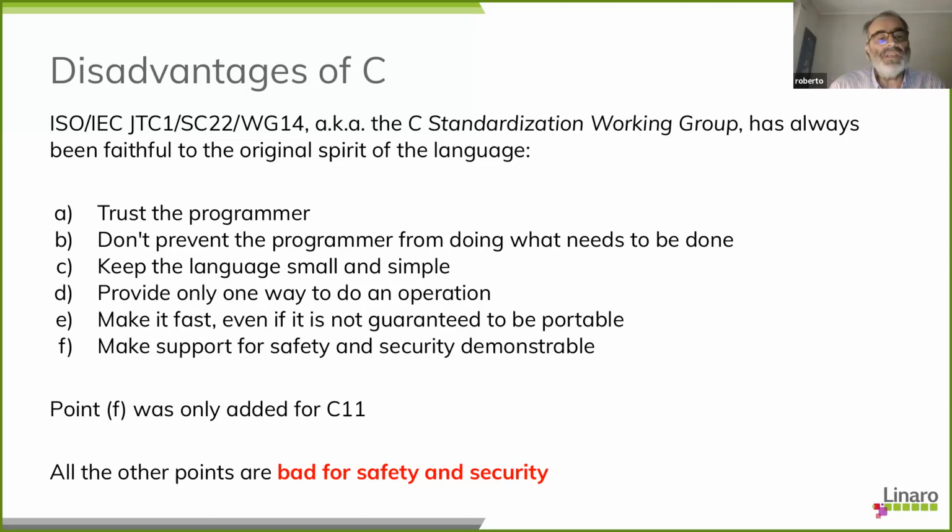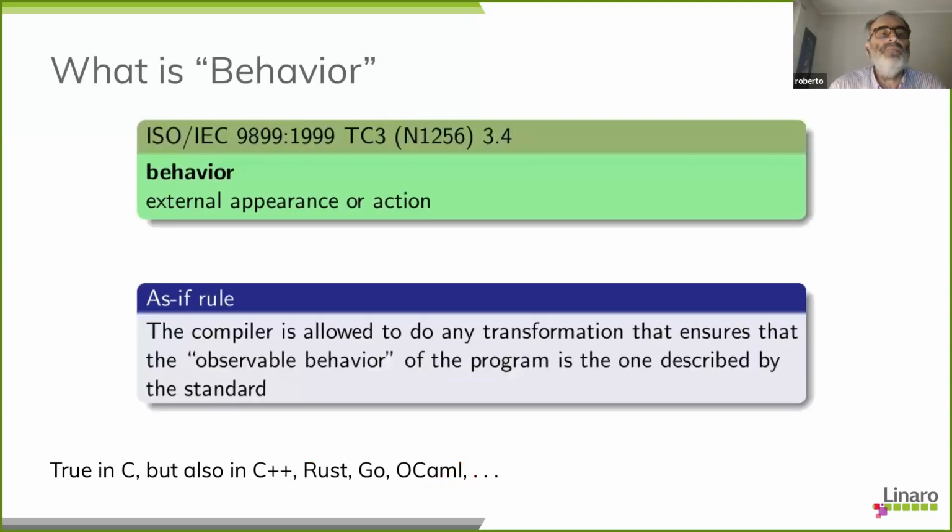Point F was added much later. It was added for C11: make support for safety and security demonstrable. All the other points are well known to be bad for safety and security. So let me summarize where the main problems come from.